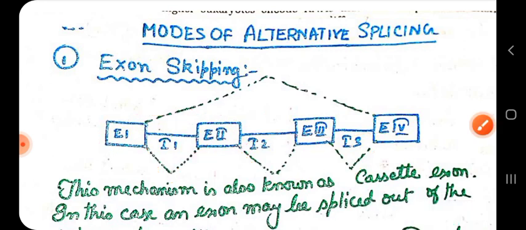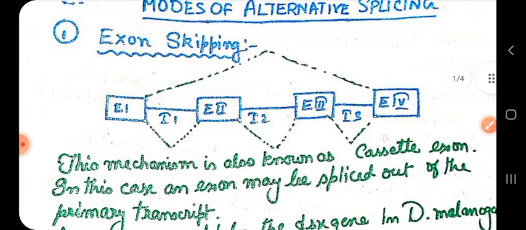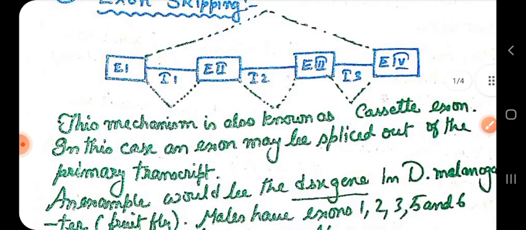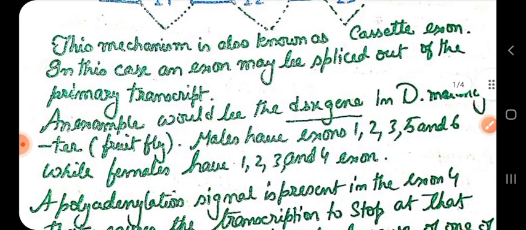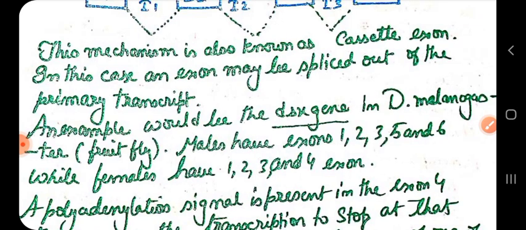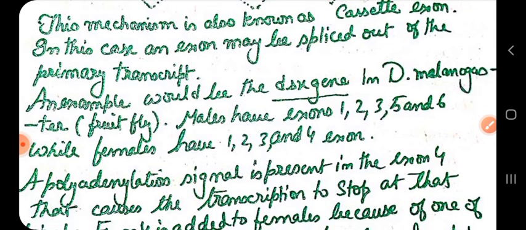So this is an example of exon skipping, where again I repeat, in exon skipping an exon may be spliced out from the primary mRNA. The best example for exon skipping is the DSX gene found in Drosophila melanogaster. Males do not have exon number 4 for that DSX gene, while females have exons 1, 2, 3, 4, but they don't have exon number 5 and exon number 6.